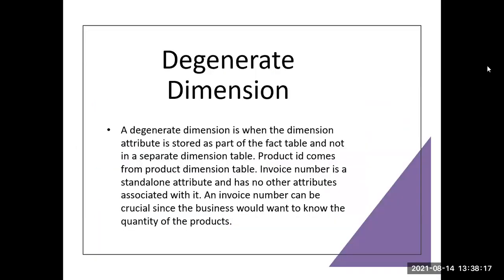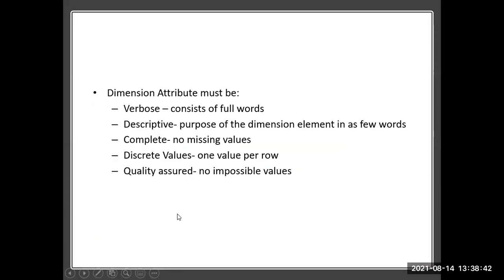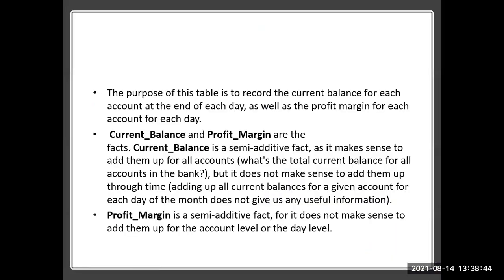Let us see. A degenerate dimension is when the dimension attribute is stored as a part of the fact table and not in a separate dimension table. Product ID comes from the product dimension table. Invoice number is a standalone attribute and has no other attributes associated with it. And the business will not want to know the quantity of the product. If you go back to the other example, starting with additive facts here.